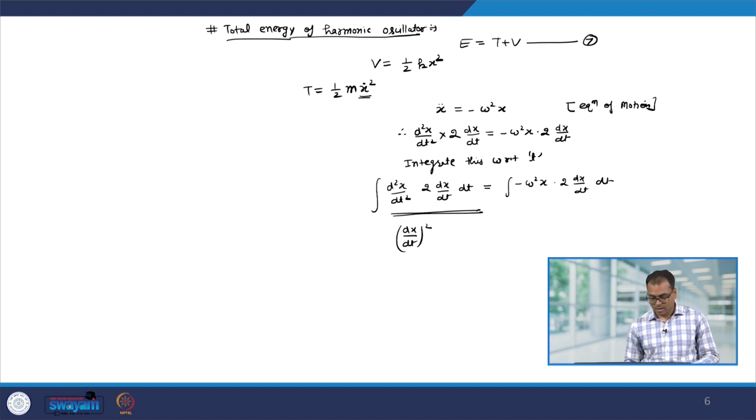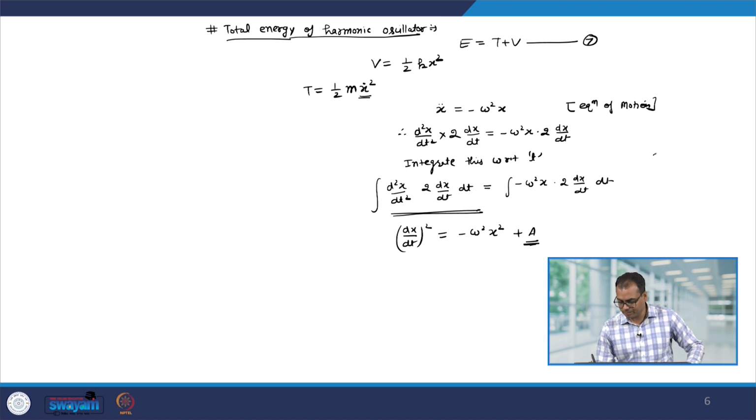Okay. That will be equal to minus omega square x square plus some constant a, because the integral of dx over dt whole square will be 2 dx by dt and then the differentiation of dx by dt, which is d2x over dt square. Okay. So, therefore, we have that. Now, let us find out a from the initial condition.